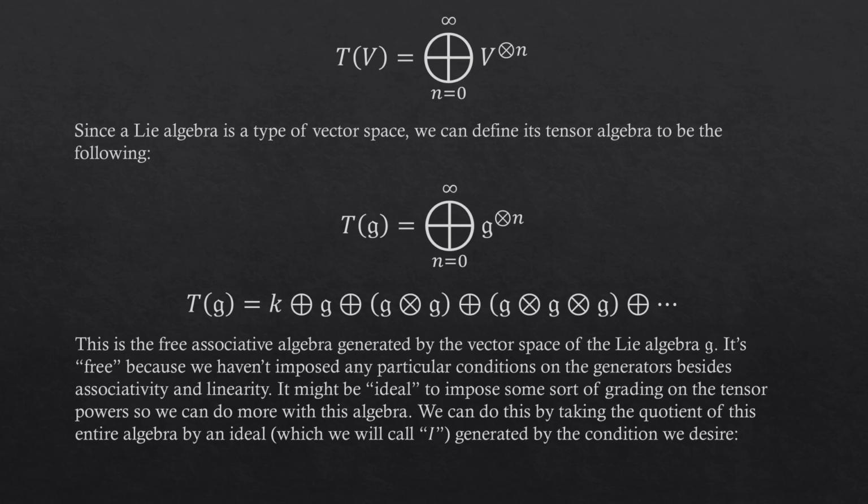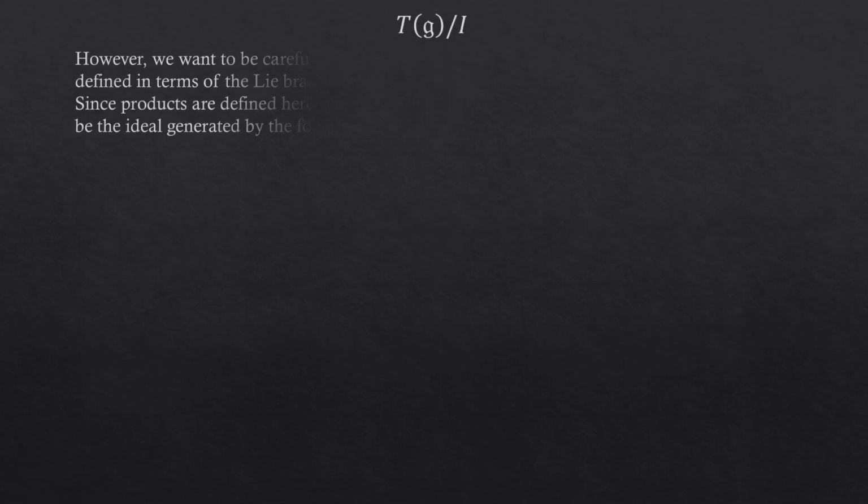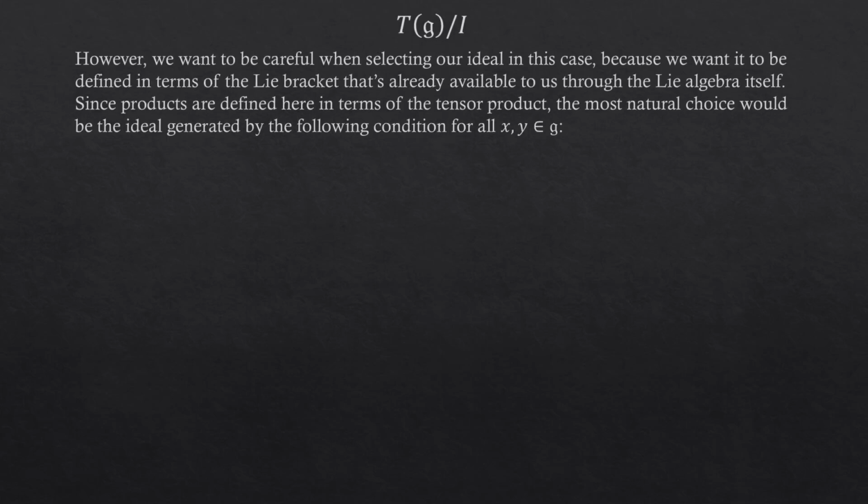It might be ideal to impose some sort of grading on the tensor power so that we can do more with this algebra. We can do this by taking the quotient of this entire algebra by an ideal, which we'll call I, generated by a condition we desire. However, we do have to be careful when selecting our ideal in this case if we want to do something particularly useful with it. Because we want this to be defined in terms of the Lie bracket that's already available to us through the Lie algebra.